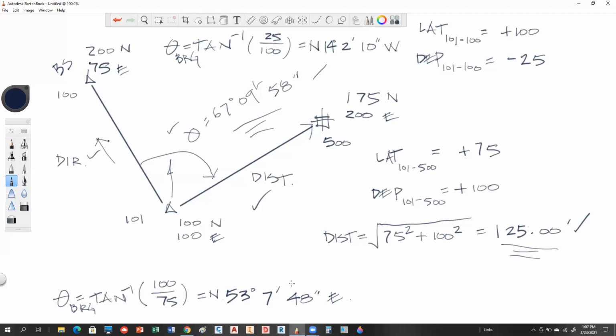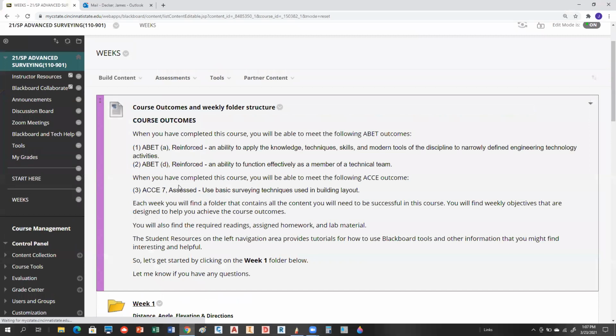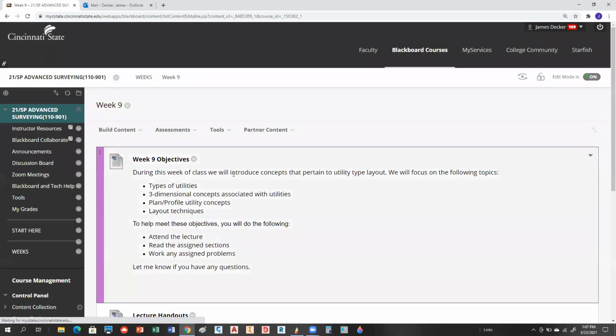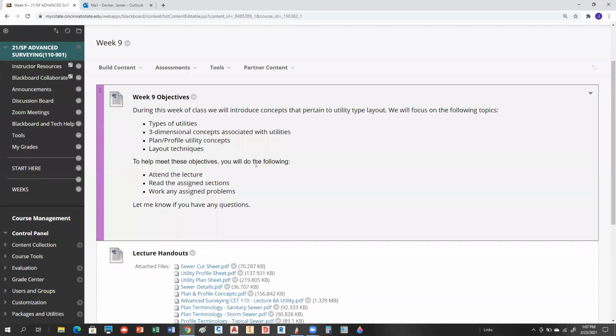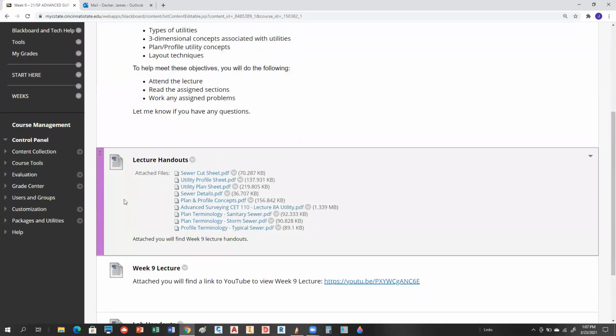Okay, great. Well, then the only other thing we'd be looking at on this test would be a linear alignment. Let me go back to here. So what I'm talking about is utilities. We talked a lot about that last week, looking at three-dimensional concepts, but the one thing was the plan and profile utility concepts. So one of the things you'd be looking at would be the plan sheet.